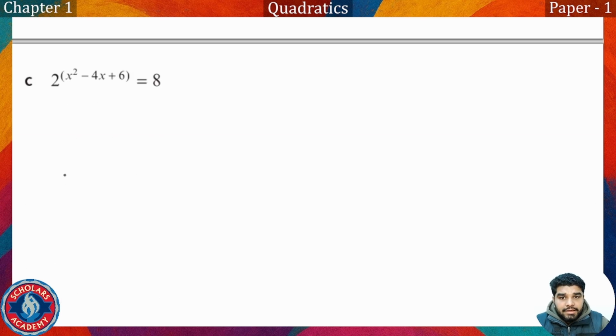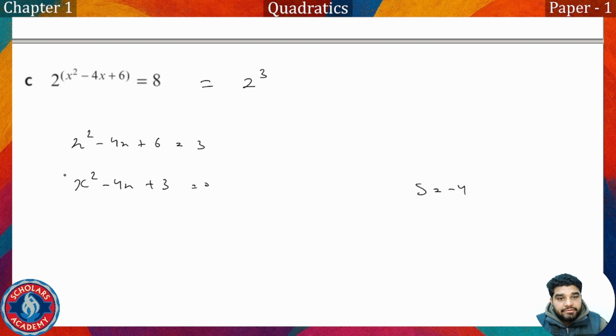Okay, now it's something different. We can write it as 2 raised to power 3. 8 can be written as 2 raised to power 3. So we'll say x square minus 4x plus 6 is equal to 3. We'll bring 3 to the left hand side. X square minus 4x plus 3 is equal to 0. 6 minus 3 is 3. So sum over here is negative 4, product is 3. So we can say negative 1 and negative 3. Okay, sum is negative 4, product is 3.